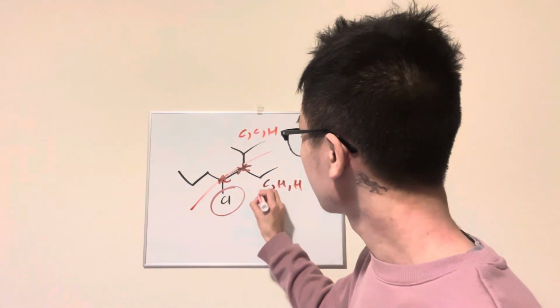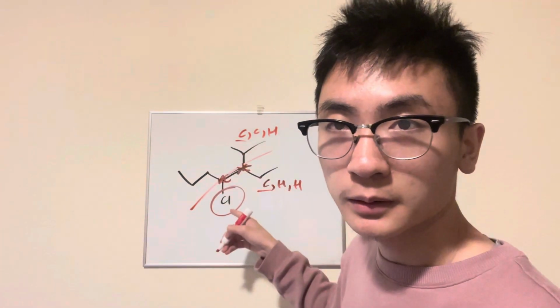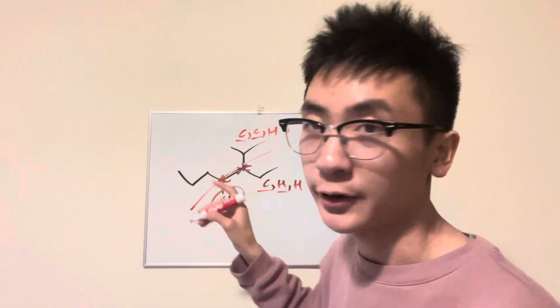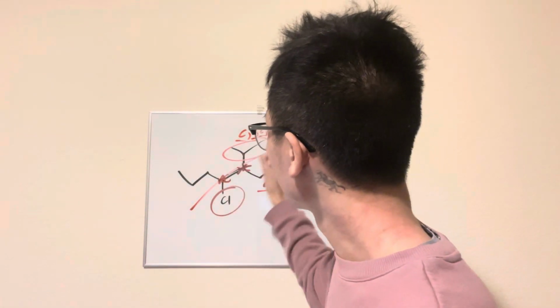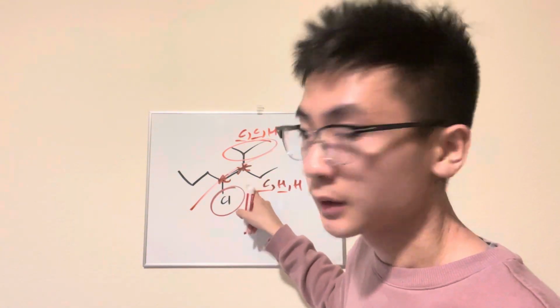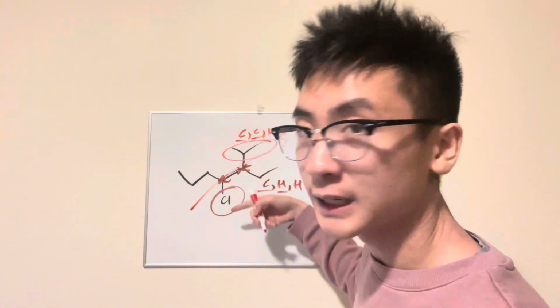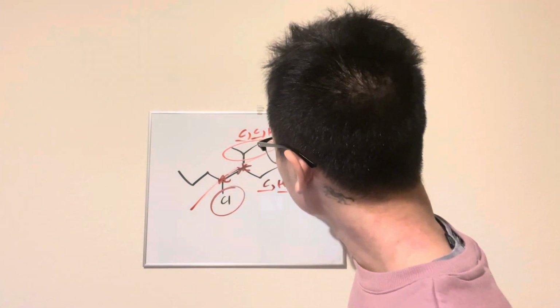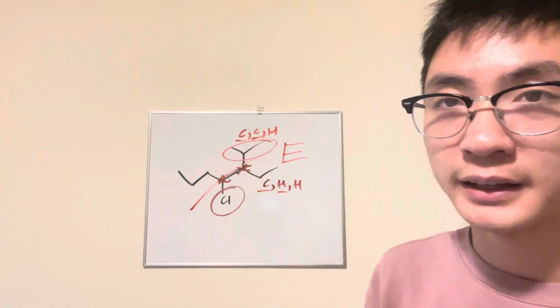So we see that these carbons are the same, having the same atomic number, but this carbon here has a higher atomic number than hydrogen, making this whole group the higher priority group than this group over here. So we see that the two highest priority groups of this alkene are on opposite sides of the line from each other, making this the E alkene.